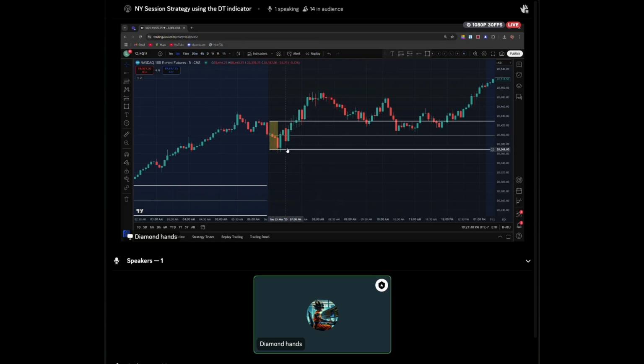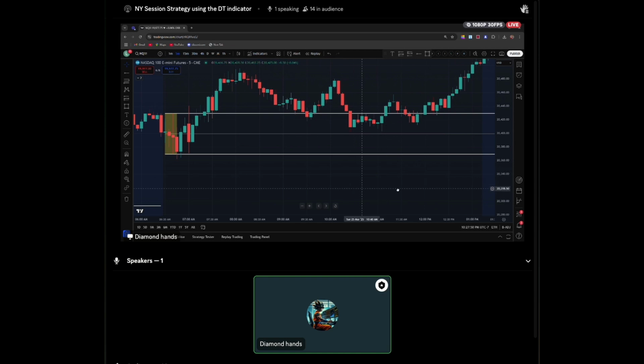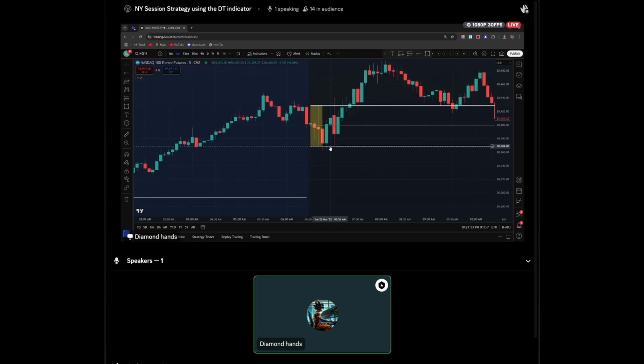Once it breaks, the perfect entry is going to be when it retests the low or the high, right? And then it doesn't go up, right?